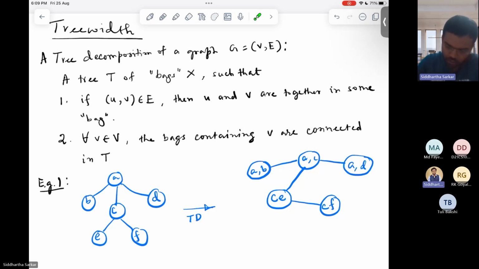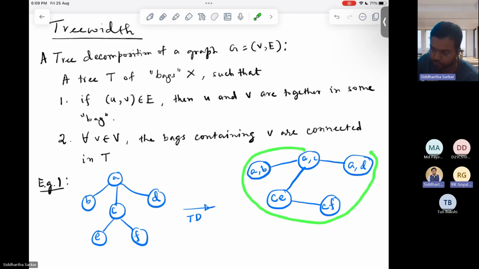So you are confused because the definition says that the bags containing A are connected. Connected means connected not via an edge, but a path is also fine. Connected means that there is a path between this bag and this bag, and on that path, all the nodes are containing A. Is the tree decomposition of a graph unique, or can we have different decompositions of a single graph? It is not unique. There can be many different tree decompositions. So this is one of them.